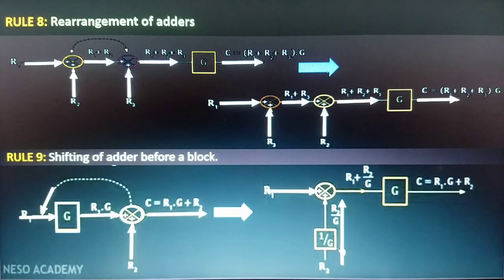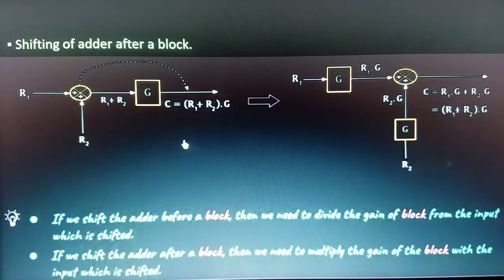then the final output will be C. Now moving on, C is R1G plus R2G, but we can see that the output of this adder is R1G plus R2. But when we shift the adder before the block, we need to make changes.